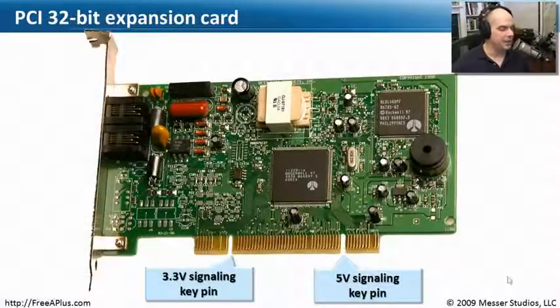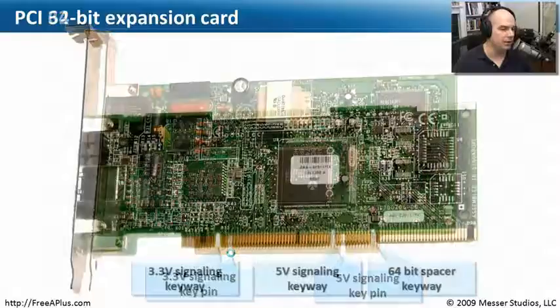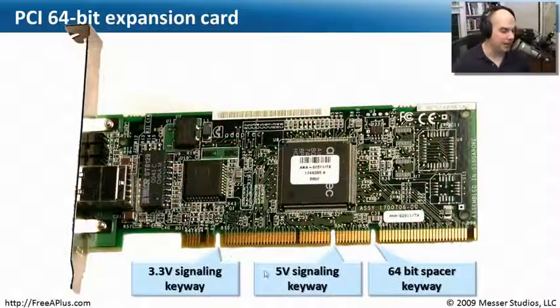The 32-bit expansion cards themselves, notice these key pins. If you had a pin here, a slot available, that signaling key pin means that this card would support 5 volts. This one would support a bus that was able to provide 3.3 volts. So this expansion card could fit into either one that would allow 5 or 3.3 volts. The 64-bit cards had different keyways. Here's one that also supported 3.3 volts and 5 volts. You could do either one of those with this card.